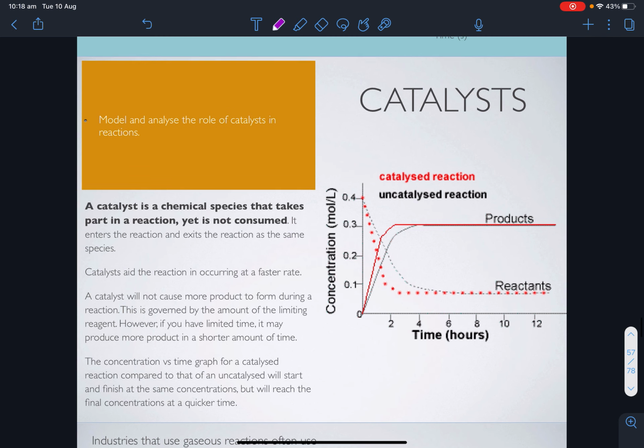So a catalyst, let's define it. It's a chemical species that takes part in the reaction but is not consumed. Weird, okay? It enters the reaction and exits the reaction as the same species, okay? What catalysts do is they aid the reaction in occurring at a faster rate, okay?